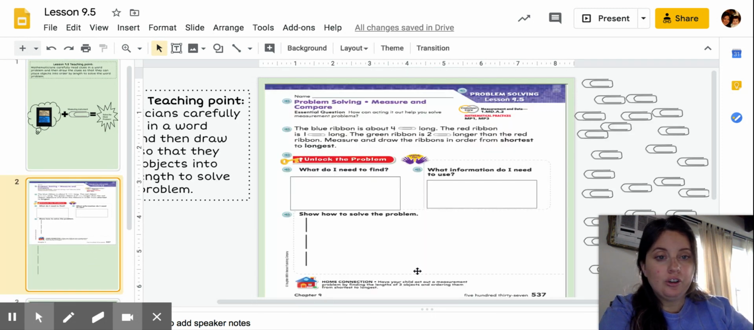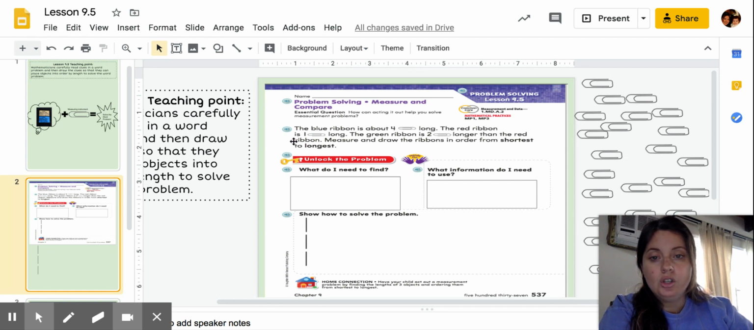Let's take a look over here. Okay, so here is my word problem. I'm going to first read it just to read it, and then I'm going to read it again, but I'm going to unlock the problem. I'm going to figure out what I need to find out and what information I need to use.